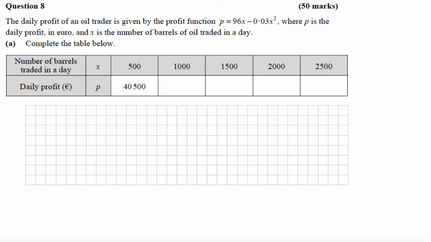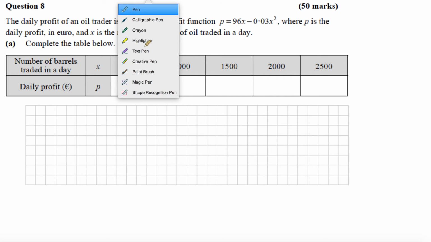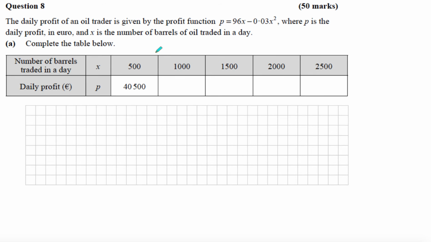So this is the 2015 Leaving Cert Ordinary Level Paper 1 and we're looking at question number 8. The daily profit of an oil trader is given by the profit function P is equal to 96x minus 0.03x squared, where P is the daily profit in euro and x is the number of barrels of oil traded in a day. Okay, so it's important to be clear with a question like this on what means what.